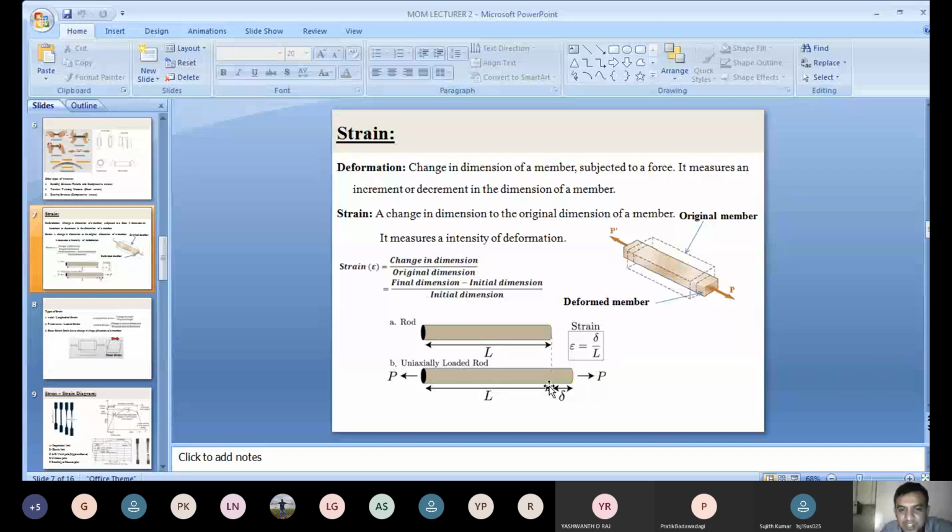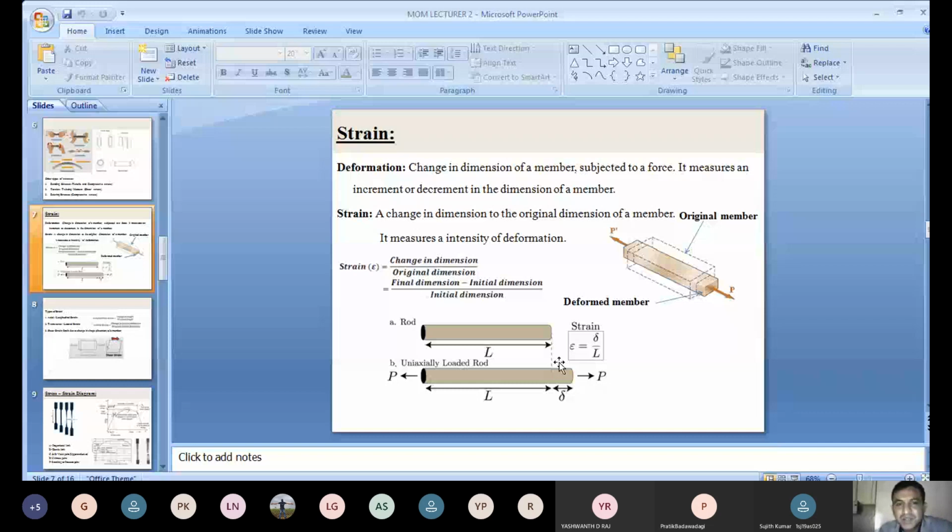So what happens when you subject it to external force P here? It changes its dimension. How much does it change in dimension here? Delta. How do you get delta? Final length, that is L plus delta, minus initial length L. Now L gets cancelled, and only delta remains. That is the change in dimension here, delta. The original dimension is L. This strain is called longitudinal strain because the dimension changes only along the length direction. Clear? Any doubt regarding the definition of strain?